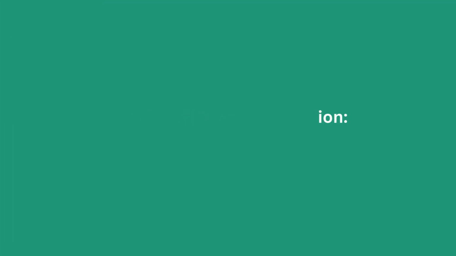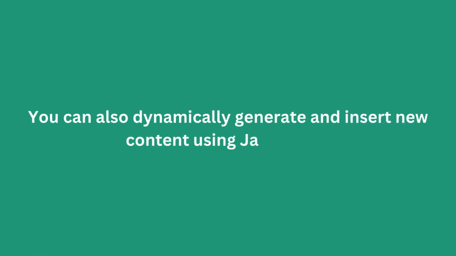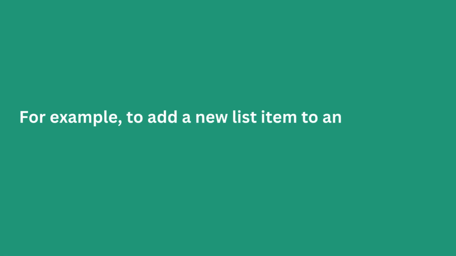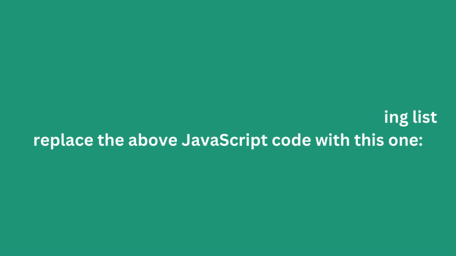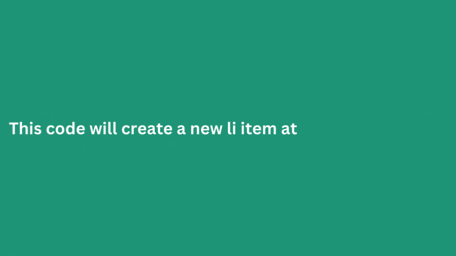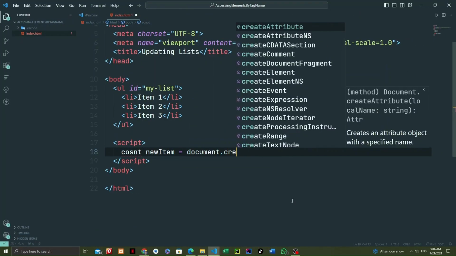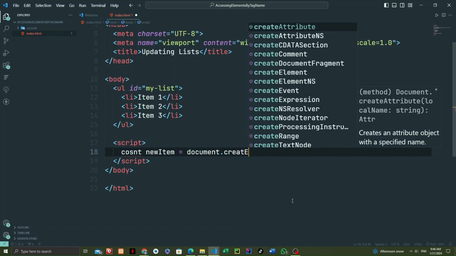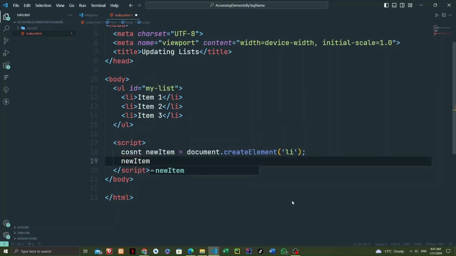Dynamic content generation. You can also dynamically generate and insert new content using JavaScript. For example, to add a new list item to an existing list, replace the above JavaScript code with this one. This code will create a new item li at the end of the list. const newItem = document.createElement('li'). This code will name the new item as new item. newItem.textContent = 'new item'.